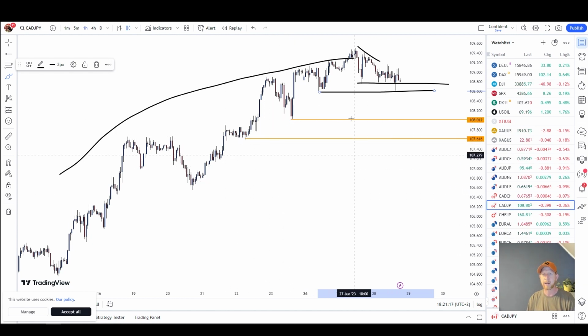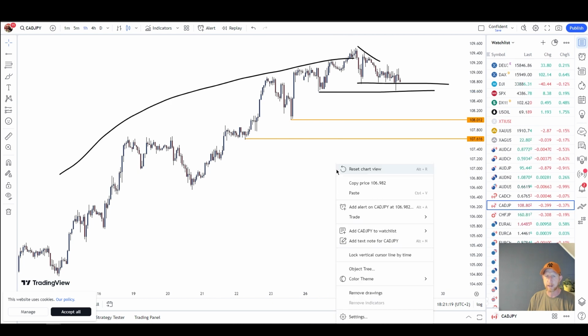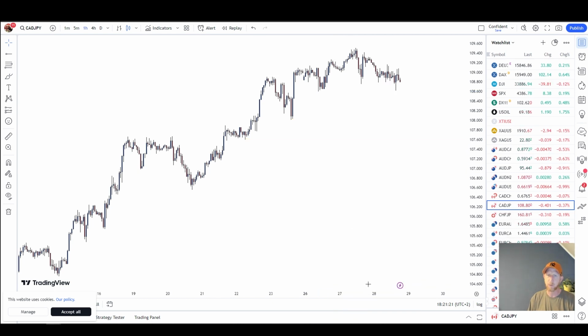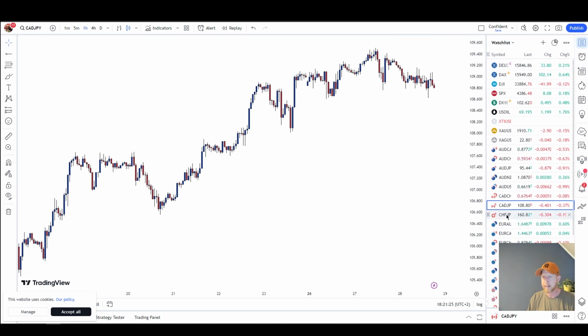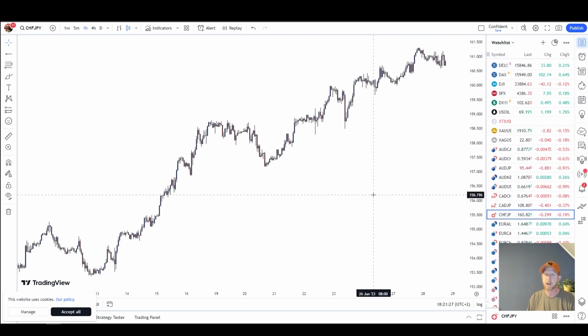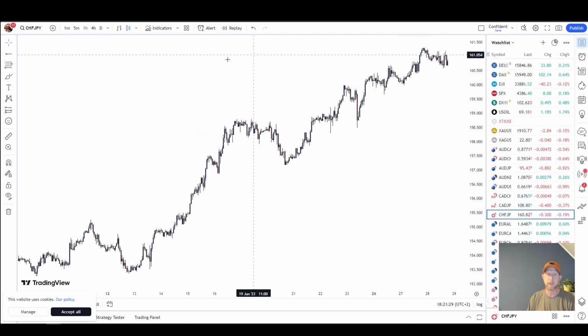I'd be really paying attention to that quite closely. But again, for reasons that I'm not going to go into right now, I probably wouldn't be looking at CAD yen. Same thing with franc yen. Look at franc yen. Franc yen is just a beast right now. It's been a beast for a while.